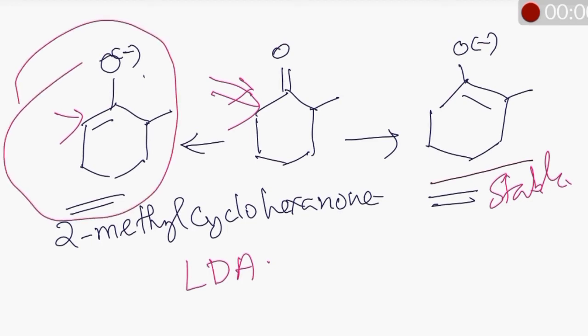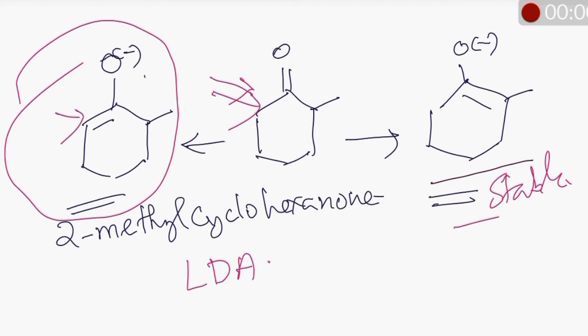as the major product, provided we do not allow the equilibrium to be attained, which will lead to the formation of the more stable enolate. This can be accomplished by controlling a few things.